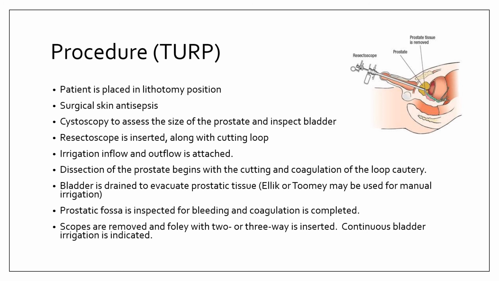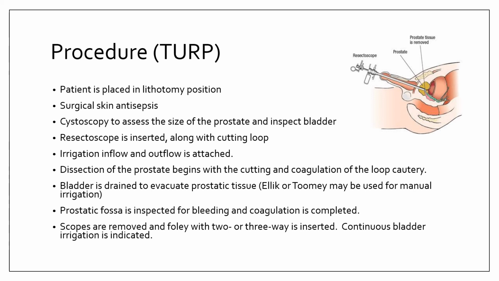They begin to dissect with cutting and coagulation on a little cautery. It's called a loop cautery, and it just looks like a little loop, and they can cut out and start shaving away the prostate. The bladder is drained to evacuate all the prostatic tissue. They use something called an Ellik or a Toomey syringe for manual irrigation.